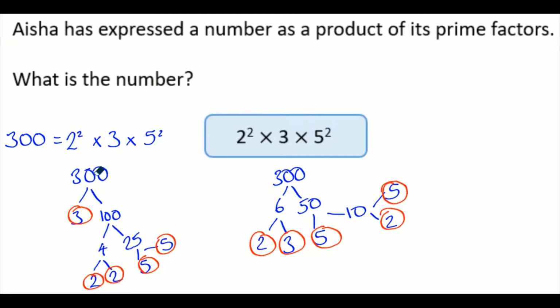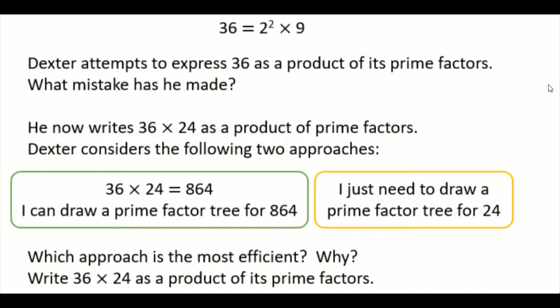When we're writing a number as a product of primes, we tend to do it in increasing order of the primes and use powers. So for example, instead of writing 2 times 2, we write 2 squared. Pause the video and have a go at these questions.